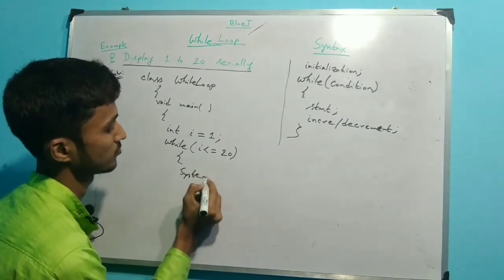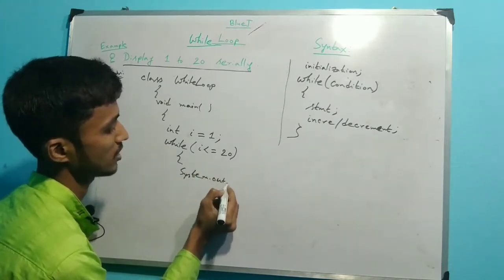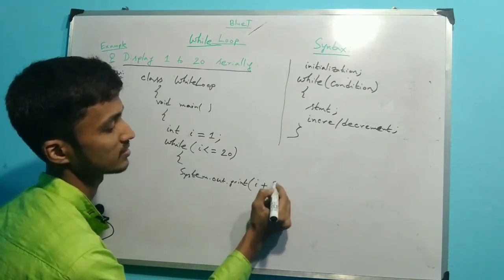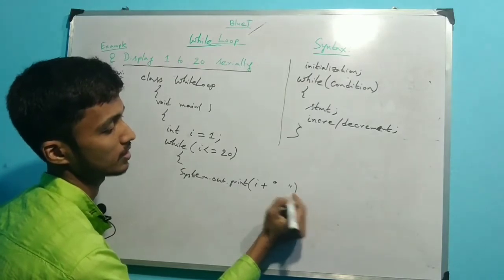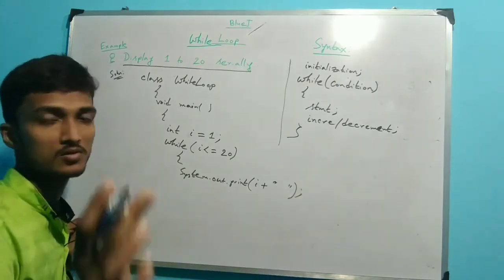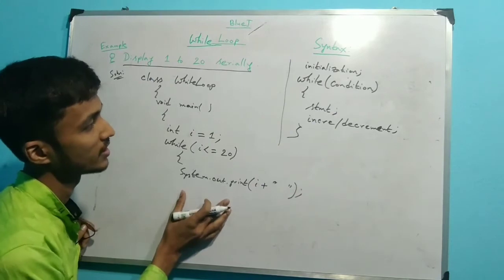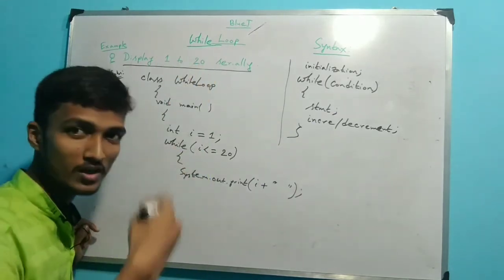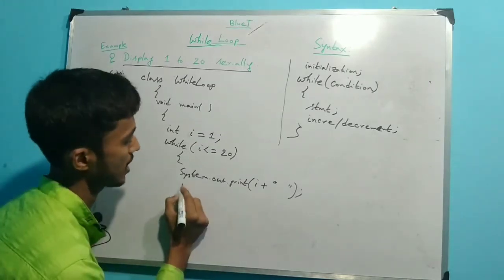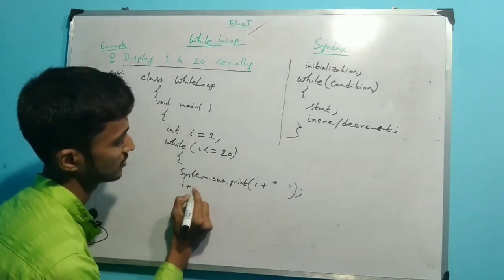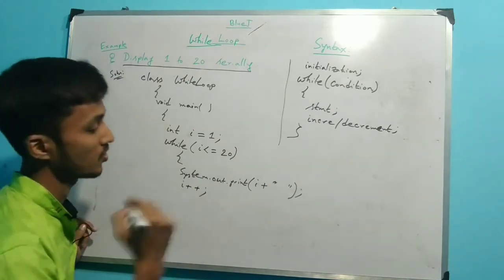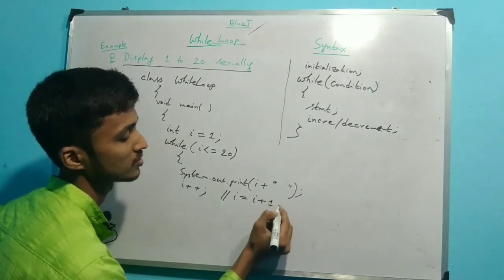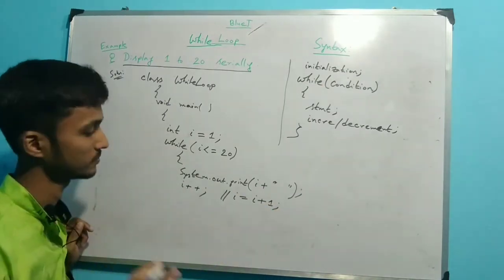System.out.print(i + " "), double quote for one gap. Next, here increment or decrement. So 1 to 20, so this time 1 increment. So i++ or i = i + 1, same.